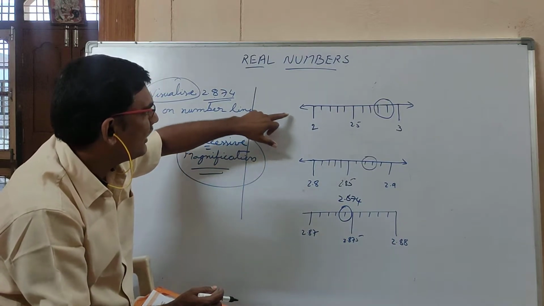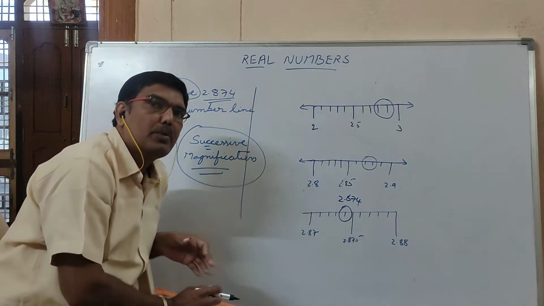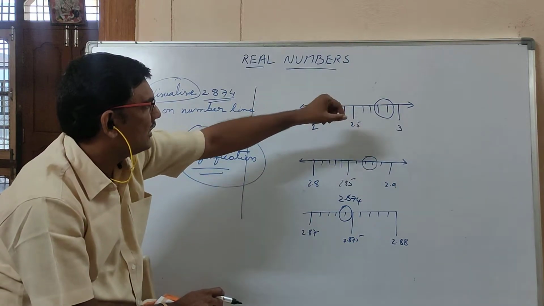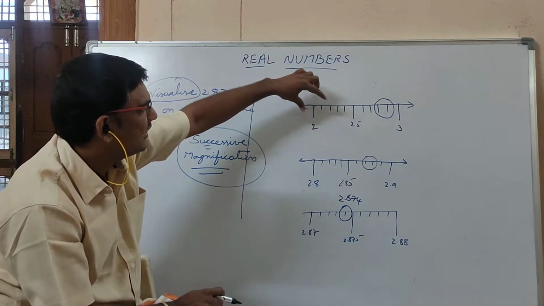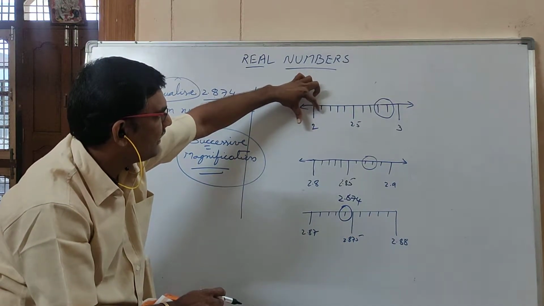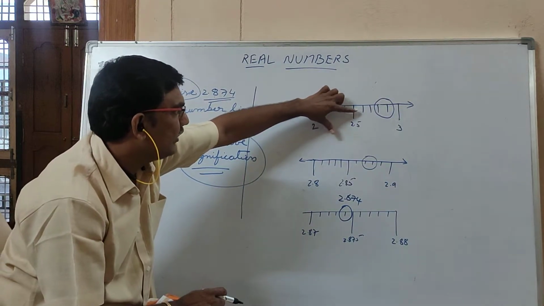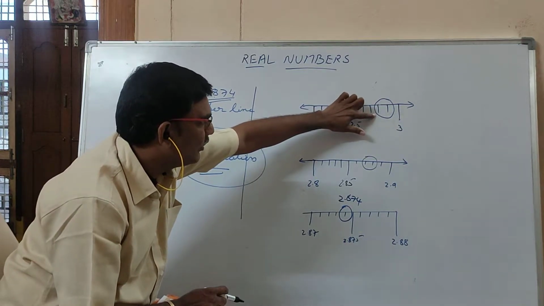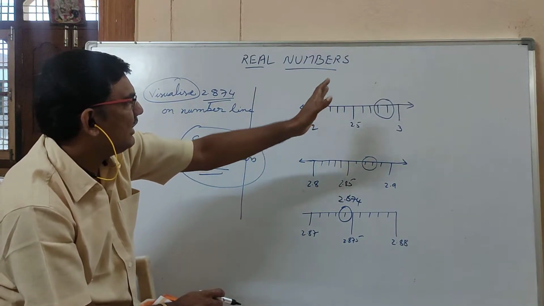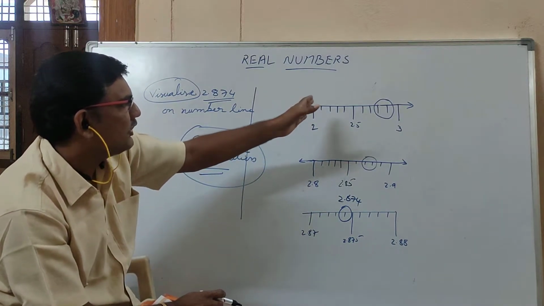After writing that, you have to draw this figure. You will see a normal scale in your geometry box, and there 2 and 3 are long lines like this. After 2 this line indicates 2.1, 2.2, 2.3, 2.4, 2.5, again 2.6, 2.7, 2.8, 2.9, 3. So we have done 10 graduations.